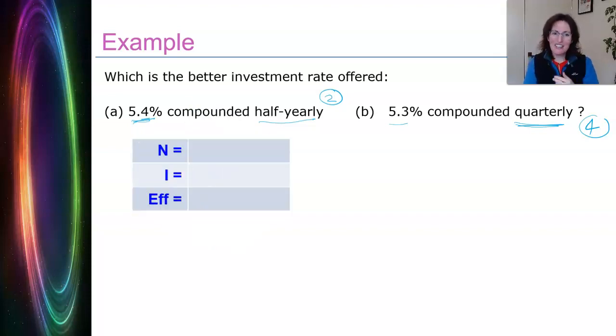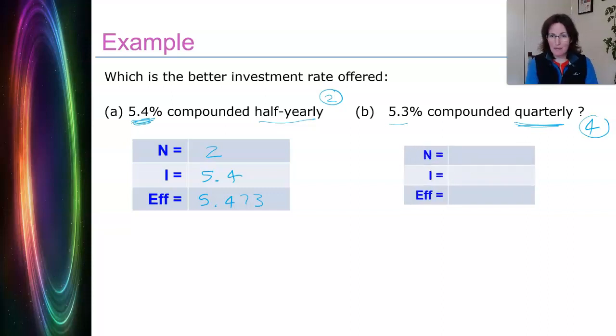So on your calculator, you need to put in the N and the I. The N is the number of compounds, so we're going to put in a 2 there. And then the I is the 5.4, just as 5.4, not 0.054. Hit the button for the effective rate, and I would go to 3 decimal places. It comes up as 5.473. So that's its annualized rate. So it's a little bit higher than just 5.4.